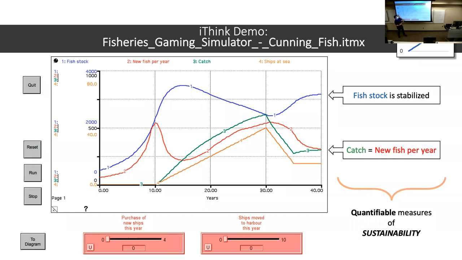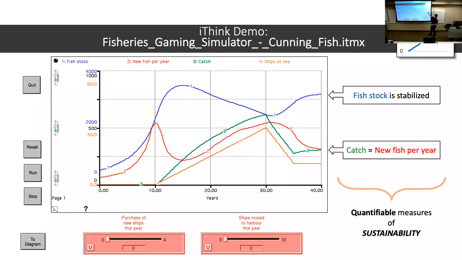And so it does eventually allow line 2 and line 3 to equilibrate. And so here the inflow is equal to the outflow. And that means that the fish stock is allowed to find a balance point where it can stick forever. So the fish stock is stabilized and it can stay there forever. And the equivalent statement is that the catch is equal to the new fish per year. So these are quantifiable measures of a sustainable outcome.